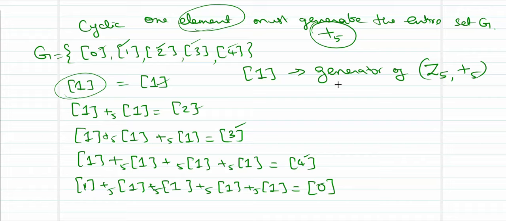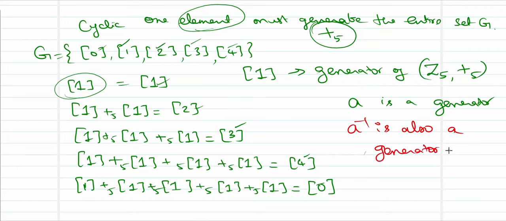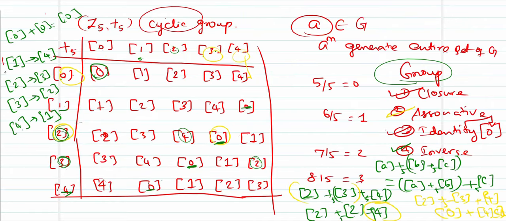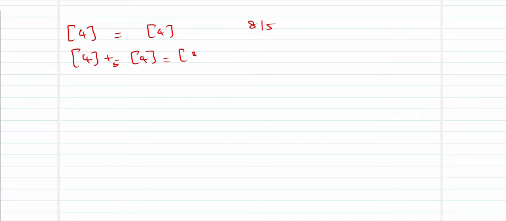Now there is also a property which says if A is a generator, then A inverse is also a generator of the group G. Now I have seen that 1 is a generator. What is the inverse of 1? The inverse of 1 is 4. So let me check if 4 is a generator. What is class 4? It is 4. 4 addition modulo 5 of 4: 4 plus 4 is 8, and 8 on division by 5 gives remainder 3.